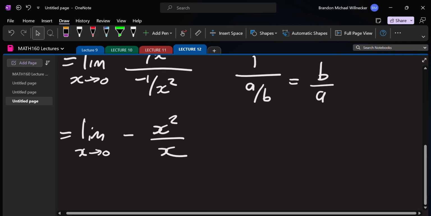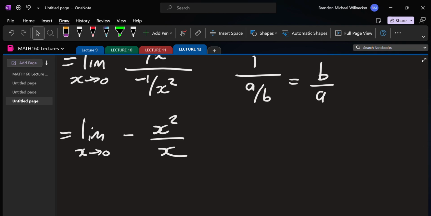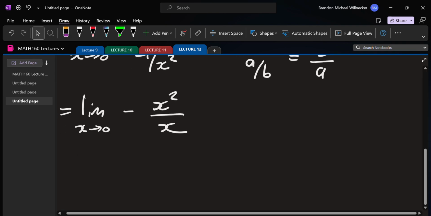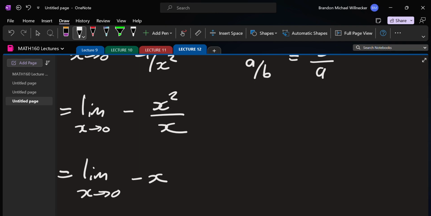Okay. Now, x squared over x. Just looking at this, you might think it's a problem because the top is 0 and the bottom is 0, but we can simplify first. So this is going to be the limit as x goes to 0 of just minus x. Okay. So whenever you can simplify, simplify.